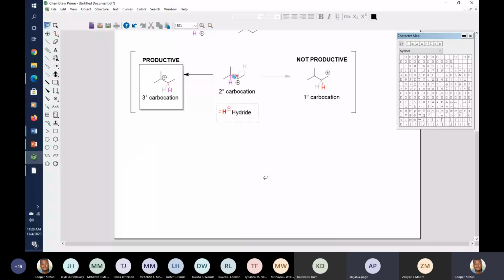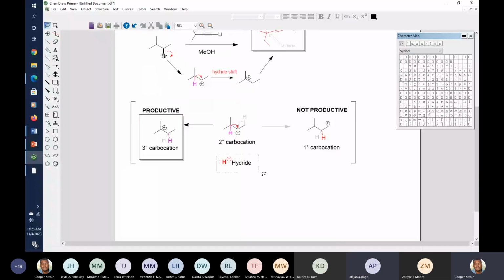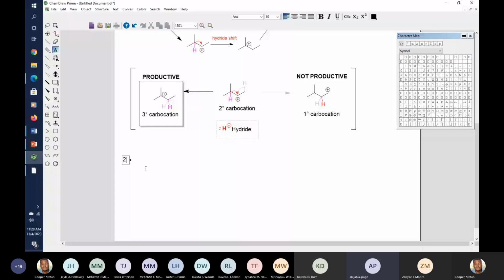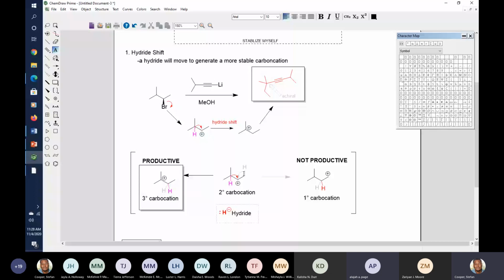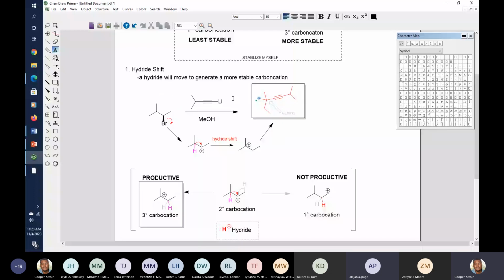All right. Dr. Cooper, go ahead. When we draw the final product that it gives us, is there a certain way that we have to draw it? Do we have to draw it like that? No, it doesn't have to be drawn that way. You just want to make sure you have the correct bonds. This carbon here should be attached to the carbon that came from the carbon cation. So this is the bond, but as long as all the atoms are drawn correctly, you're fine. Okay.